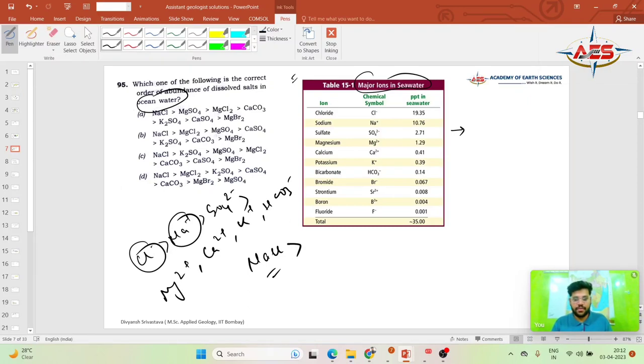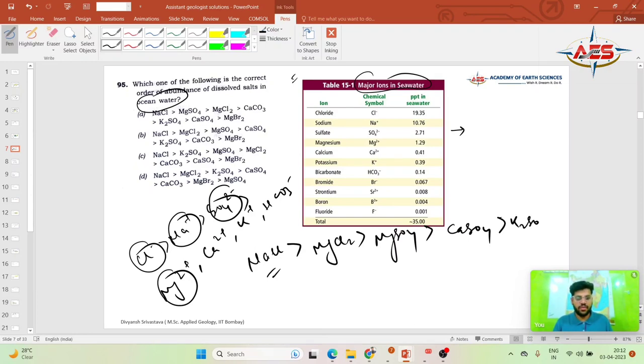Then you can see Mg is the second most abundant cation. So MgCl2. Then this is the second most abundant anion, so MgSO4. Okay, then CaSO4, third most abundant. Then K2SO4. So now your sequence has been made.